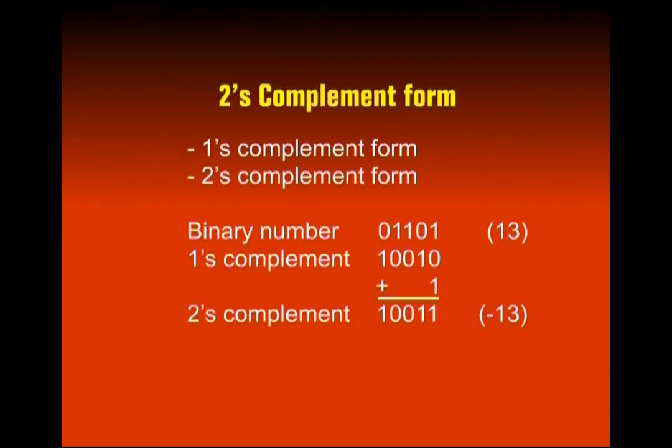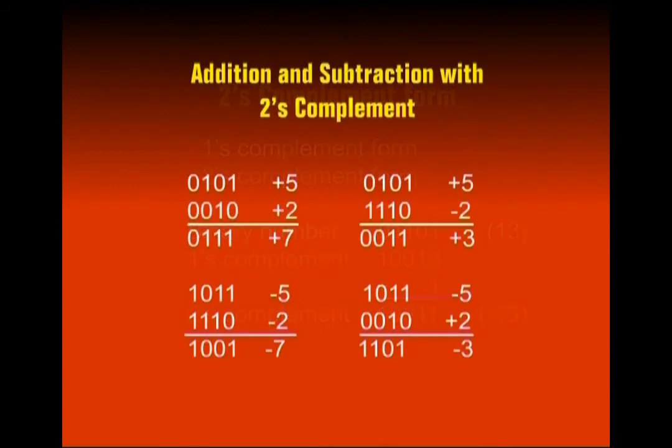Consider the addition and subtraction of numbers represented in 2's complement form. Let's consider 4 cases. In the first case, you are adding positive 5 with positive 2. The answer should be positive 7. Positive 5 represented in its 2's complement form is 0101. Positive 2 represented in its 2's complement form is 0010. The answer is 0111. Again, it is in its 2's complement form.